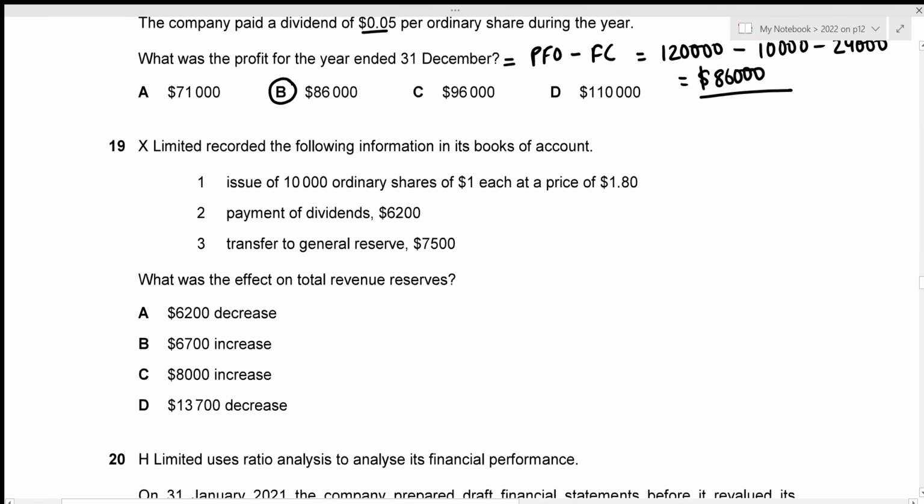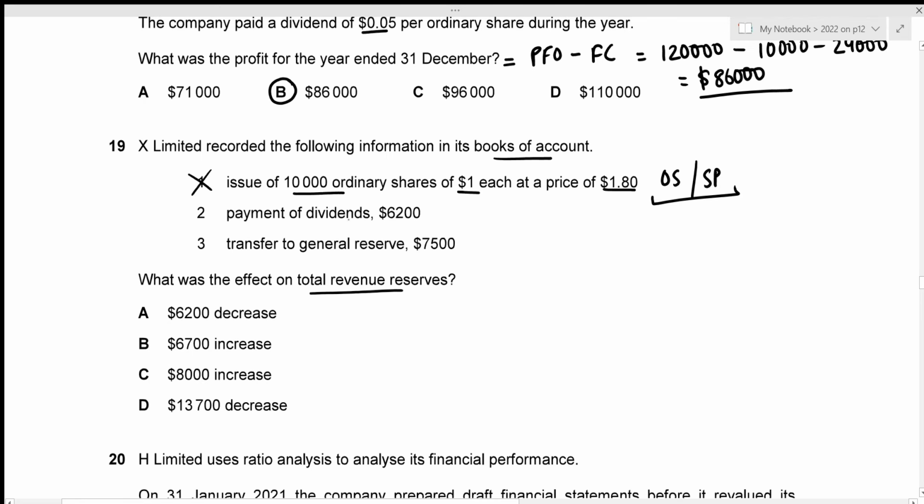X Limited recorded the following information in its books of accounts. We need to figure out the effect on the total revenue reserves. Okay, so revenue reserves are our general reserve and the retained earnings, right? So the first one is issue of 10,000 ordinary shares of $1 each at a price of 1.80. So this would affect our ordinary share and the share premium, and both of these are not a part of the revenue reserves, so we can just completely ignore it.